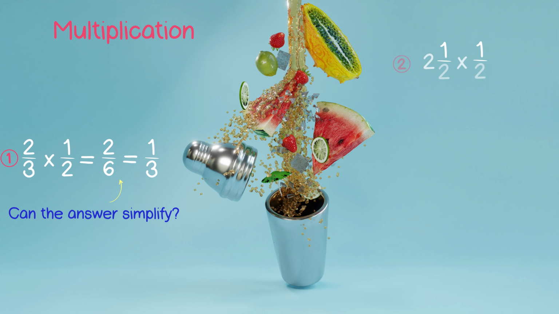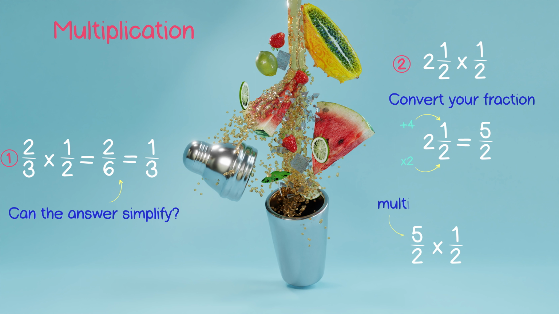The next item in our recipe is 2½ strawberries. Now we have a mixed fraction. To multiply this, first we have to convert it to an improper fraction. And this is done by multiplying our whole number by our denominator and adding it to our numerator. So 2 times 2 is 4, 4 plus 1 is 5. So 2½ as an improper fraction is 5/2, and now we can proceed just like we did in our first question.